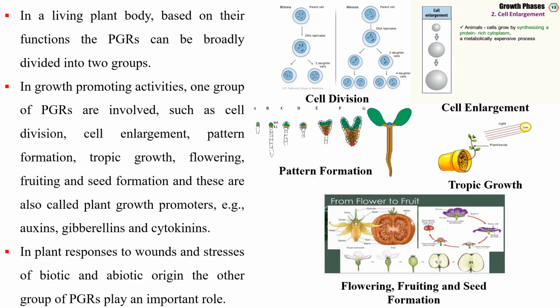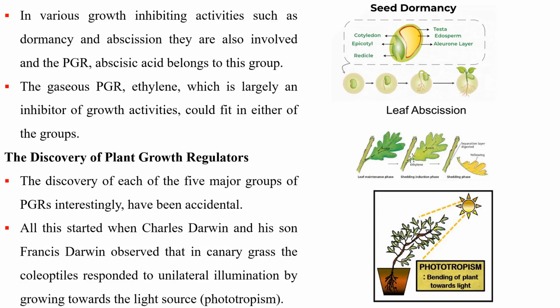The other group of PGRs play an important role in plant responses to wounds and stresses of biotic and abiotic origin. They are also involved in various growth inhibiting activities such as dormancy and abscission, and the PGR abscisic acid belongs to this group. The gaseous PGR, ethylene, which is largely an inhibitor of growth activities, could fit in either of the groups. The discovery of plant growth regulators.